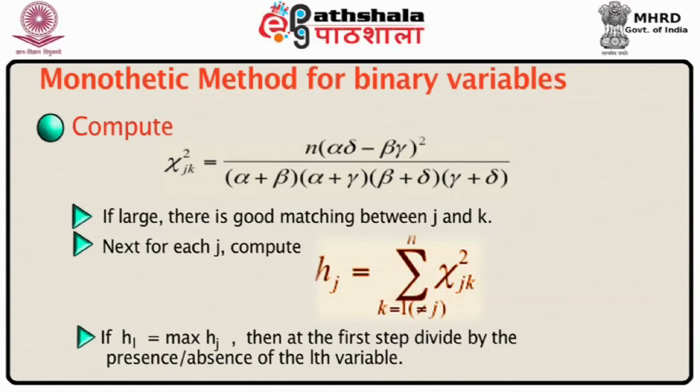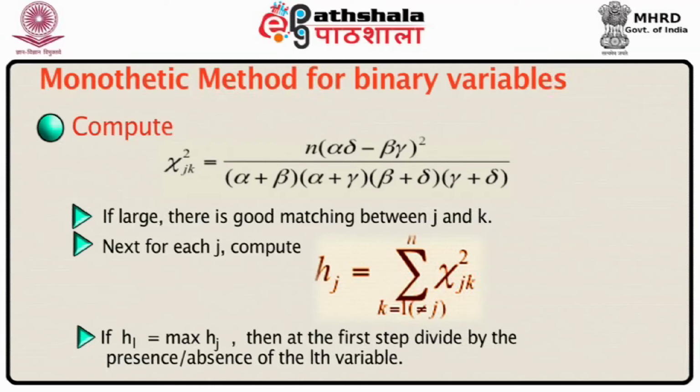Now why do you do this? If you look at the chi-square value here, chi-square jk high means that j and k are very closely related. So it really means that dividing by k is the same thing as dividing by j, because j will segregate in the same way as k does. Hence, if these values are high, then the segregation can be done with one of the two variables.